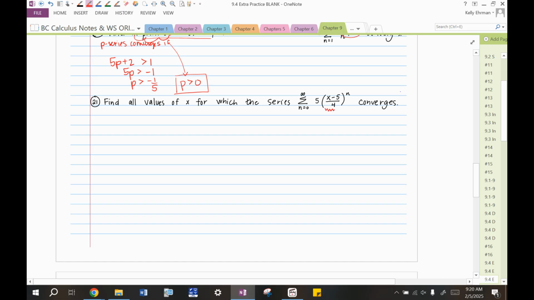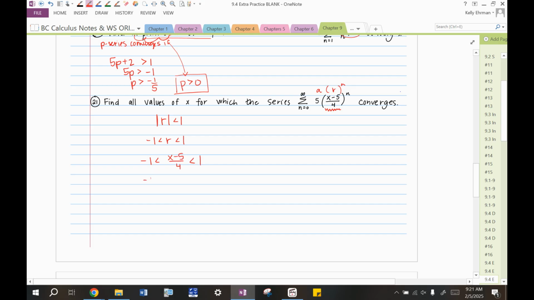All right, find all values for x for which this series converges. So we had this on our last quiz. Remember, this is in a geometric form. It's a times r to the n. So in order for it to converge, the absolute value of r needs to be less than 1. And that means that r needs to stay between negative 1 and 1. It needs to be a fraction that will cause the terms to decrease. And instead of r, I'm going to put in x minus 5 over 4.